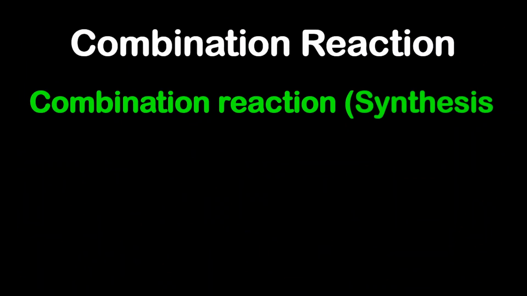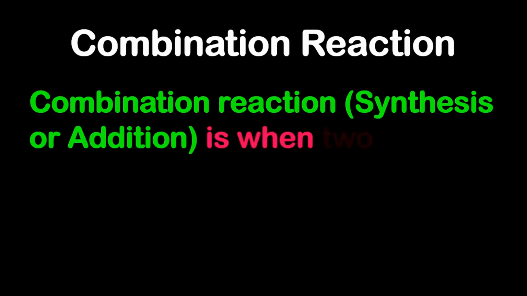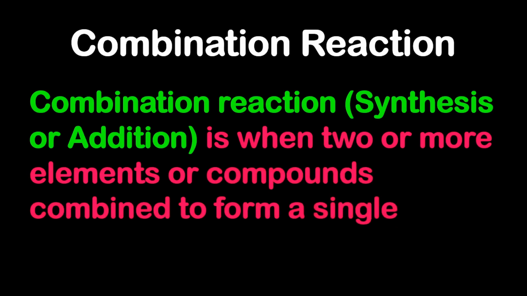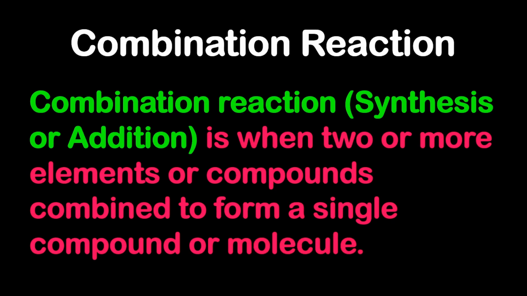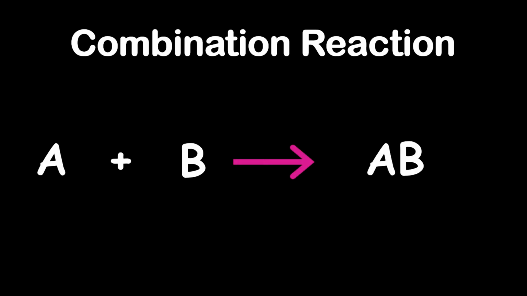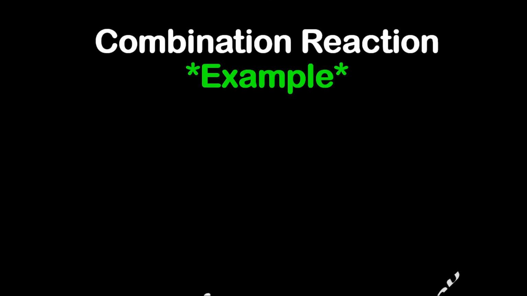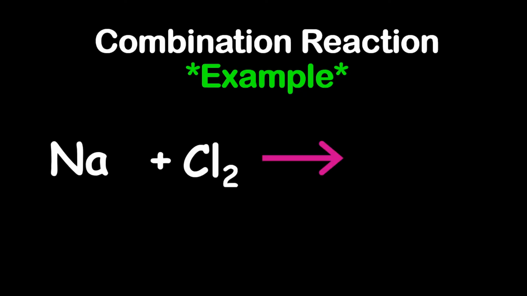Combination reaction, otherwise called synthesis or addition reaction, is when two or more elements or compounds combine to form a single compound or molecule. It is typically represented with substance A reacts with substance B to produce substance AB. Now let's look at a very specific example. For example, sodium reacts with chlorine molecule to produce sodium chloride.